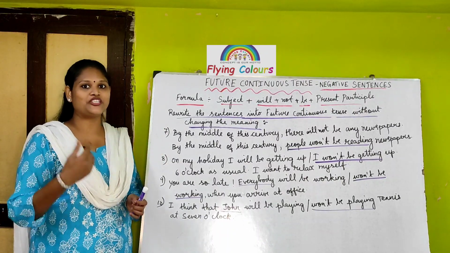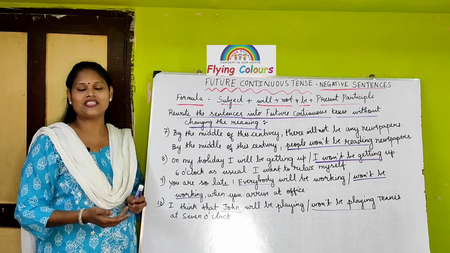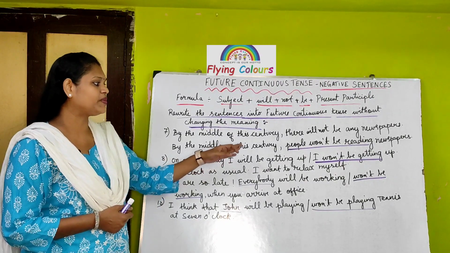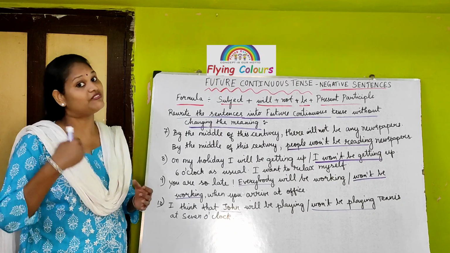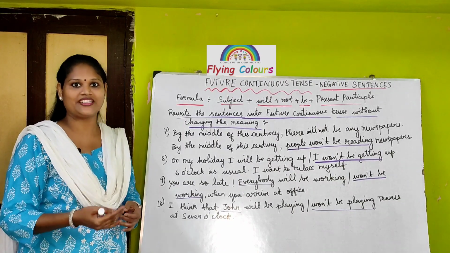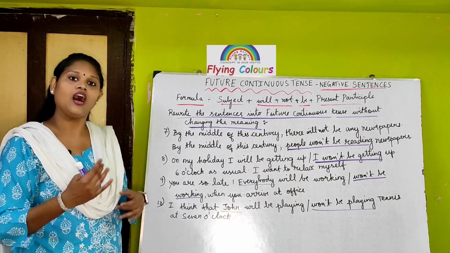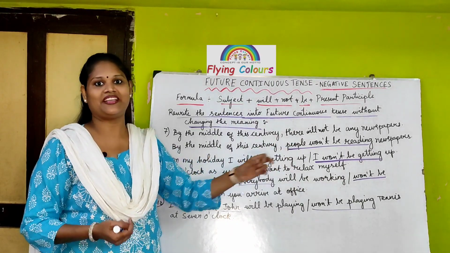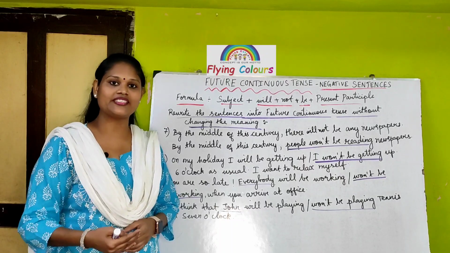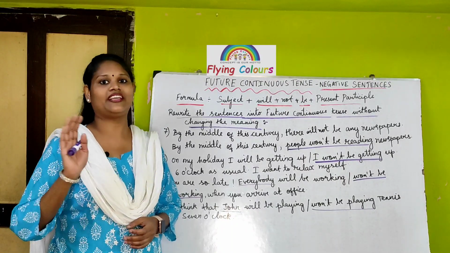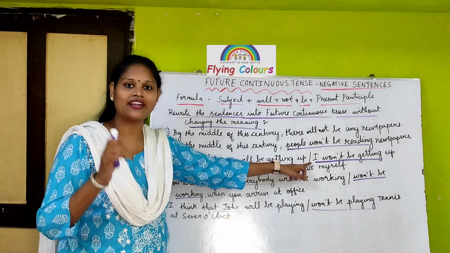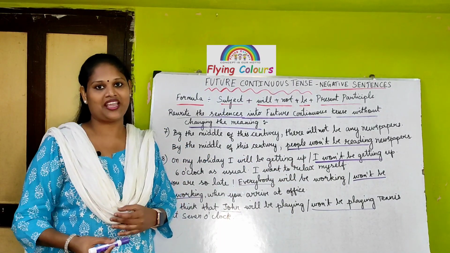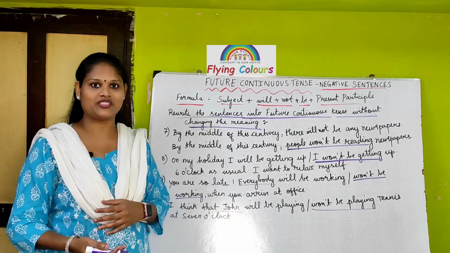Now I am going to teach you the pattern of sentences which might come in your academic exam. On my holiday, I will be getting up, right? I will be getting up. This is a positive sentence in future continuous tense. How can you convert this into a negative sentence? I won't be getting up, right? Otherwise, you can say, I will not be getting up. See, look at this sentence. I have underlined the particular sentence. This is how you have to change positive to negative sentence.